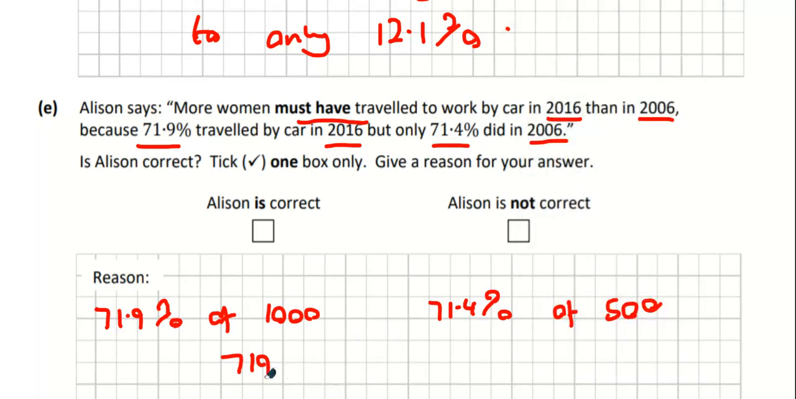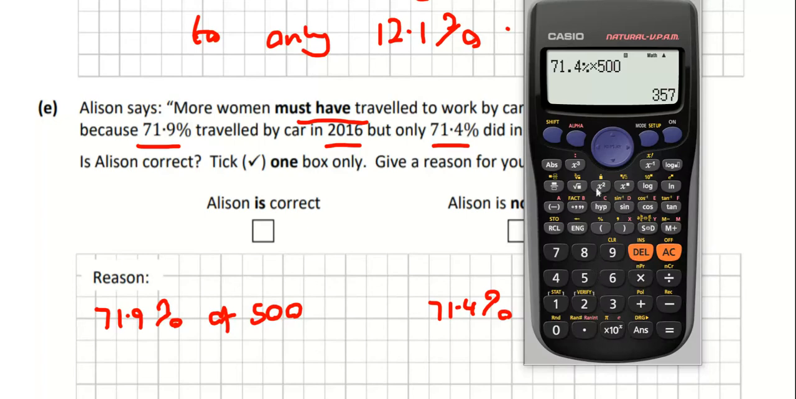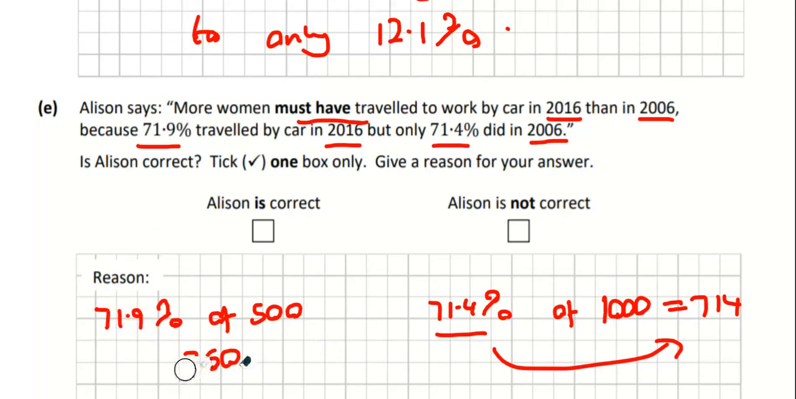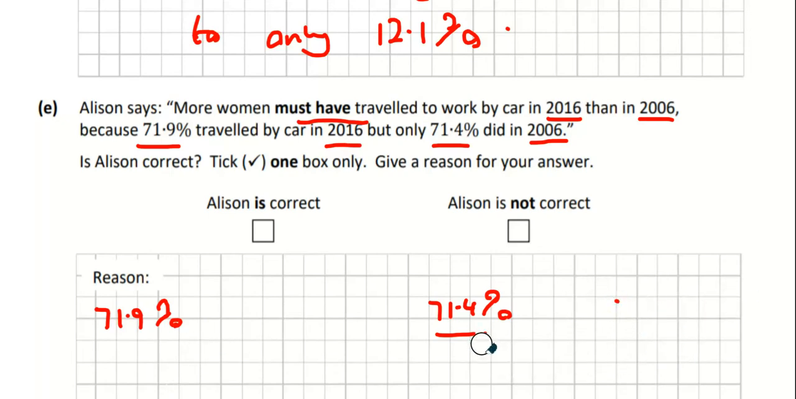Or vice versa. Sorry, what I really meant to say was the higher percentage multiplied by 500. So 71.9% of 500 people, even though it's a higher percentage, could technically be fewer people, roughly 360 people, while 71.4% of 1,000 people would be 714 people. Even though this is the lower percentage, it contains more people. So what we have to do is look at the population of each year, right? So we're going to get 71.9% and 71.4% of the population of each year.